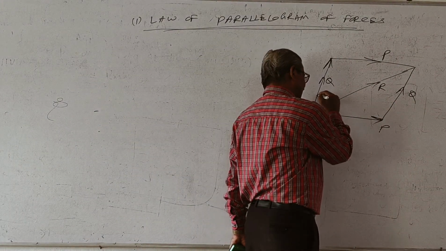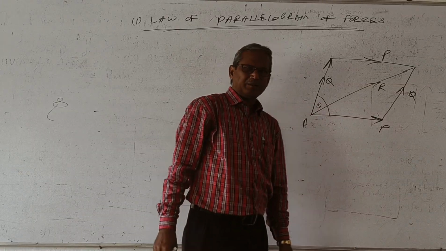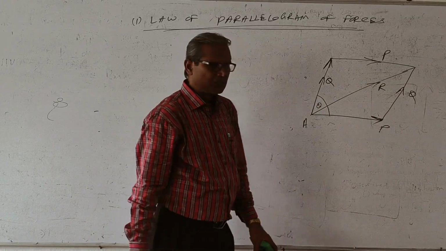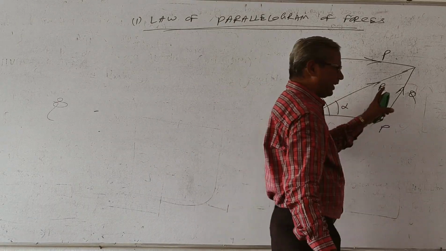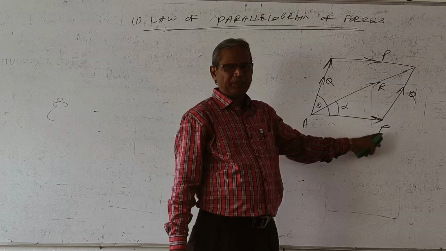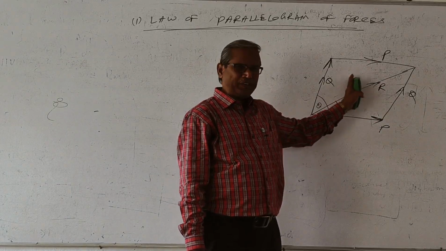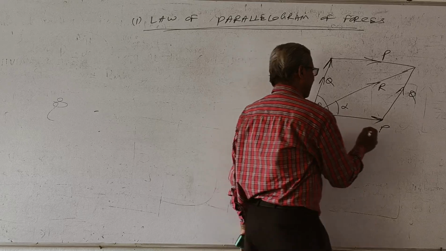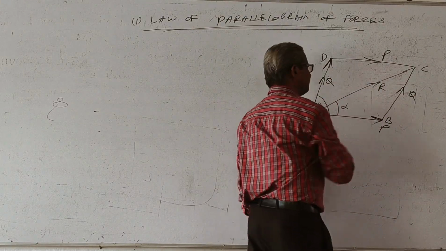Theta is the angle between P and Q. This is angle alpha. Alpha means the direction of the resultant force with P. Now I complete the parallelogram A, B, C, D.